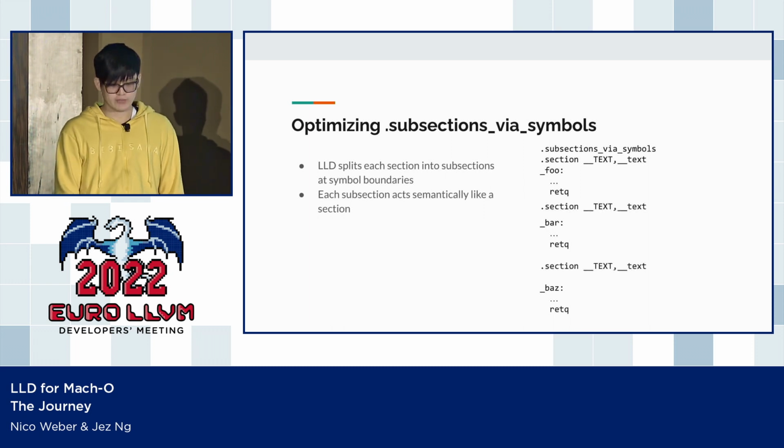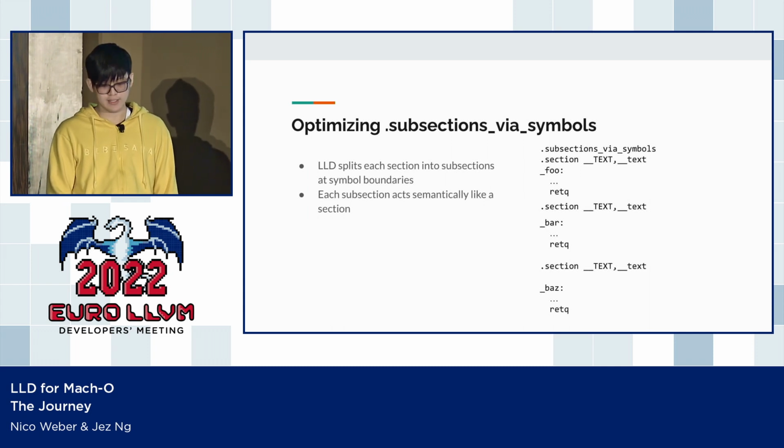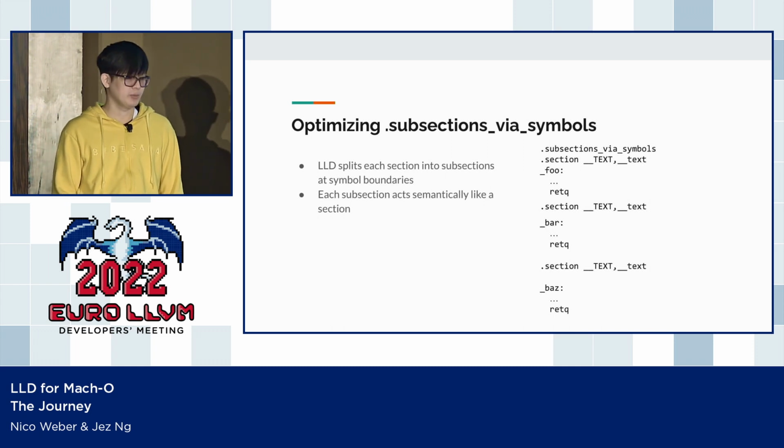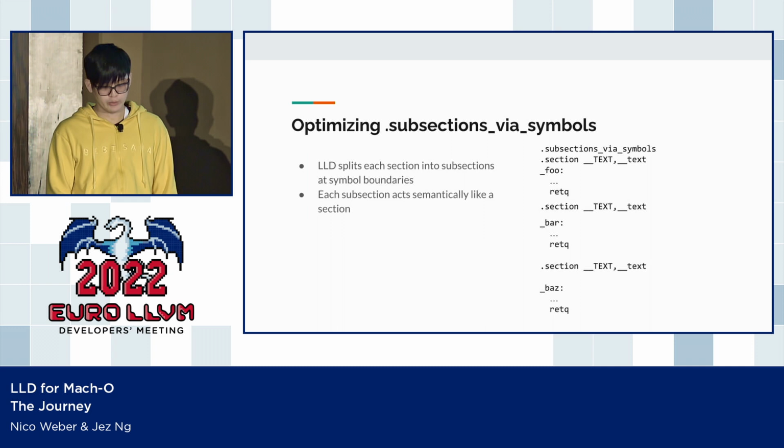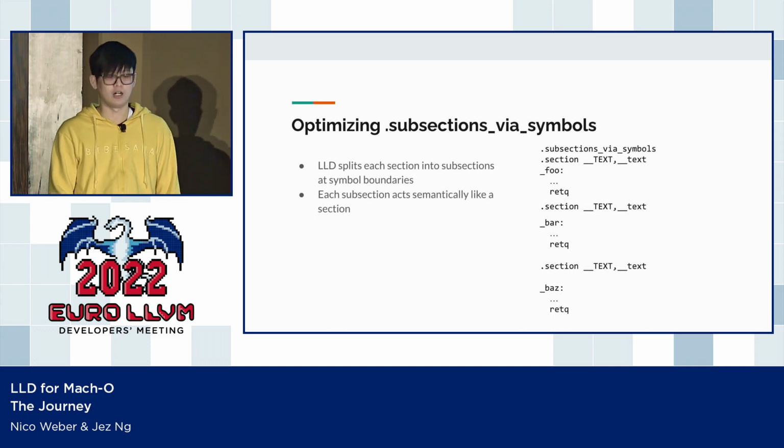This allows us to optimize functions piecemeal. For example, we can remove a function if it's dead, or merge 2 identical functions. In contrast, if we did not have this directive, we would only be able to remove a function if all the other functions in the same section were dead, which in practice almost never happens.